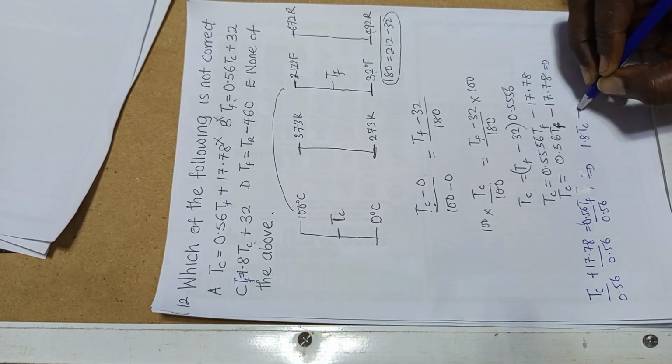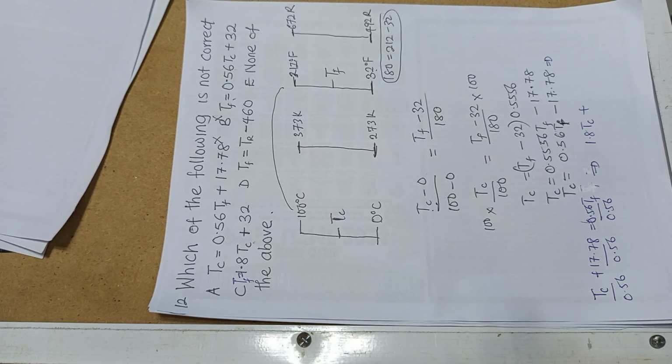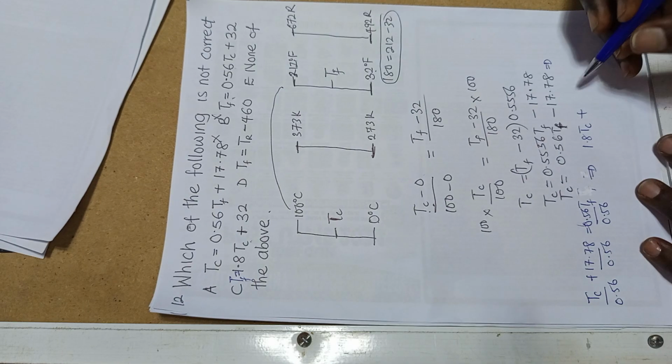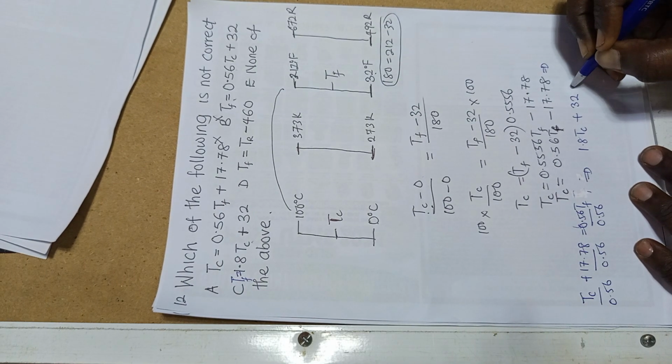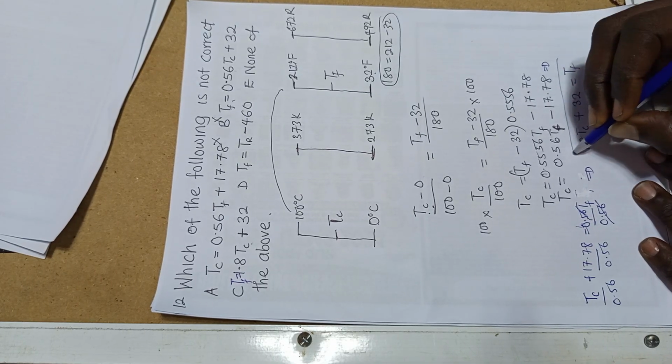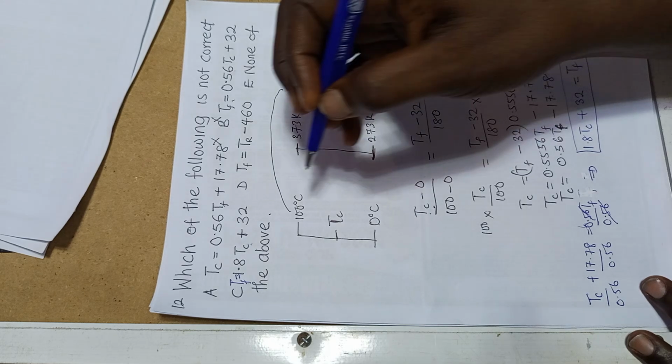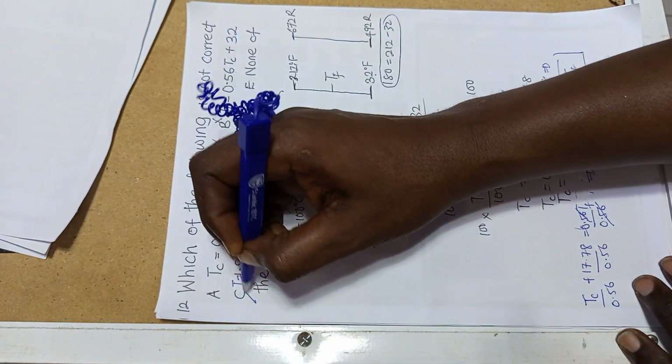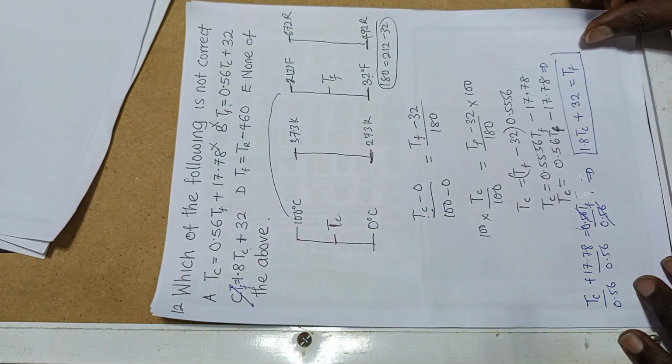1.8 TC plus 17.78 divided by 0.56, that is approximately 32, is equal to TF. I think this one is in the options, which is option C. So that one is correct.